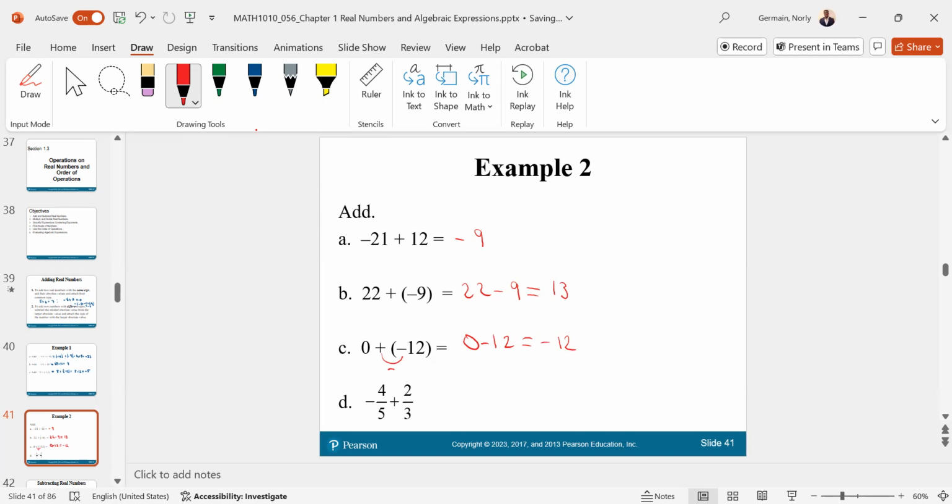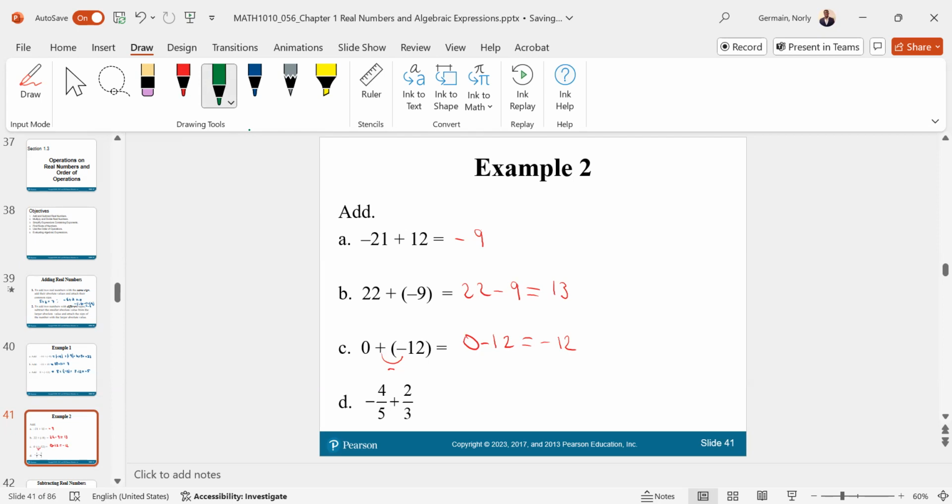Now, the last one. First of all, you need to have the same denominator. So that's the first thing to do. To have the same denominator, you need to find the greatest common factor, the least common multiple.